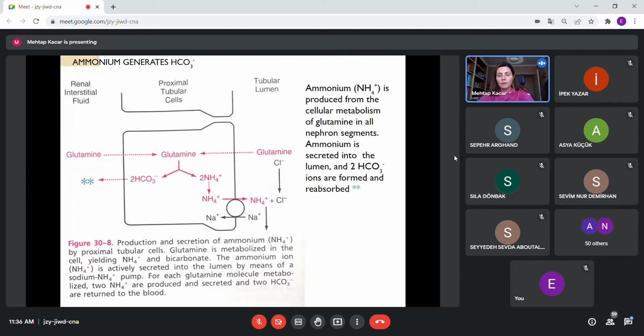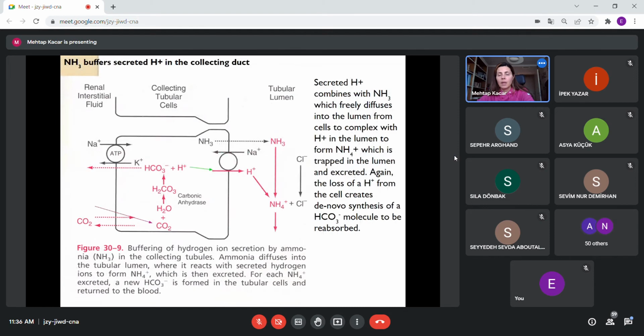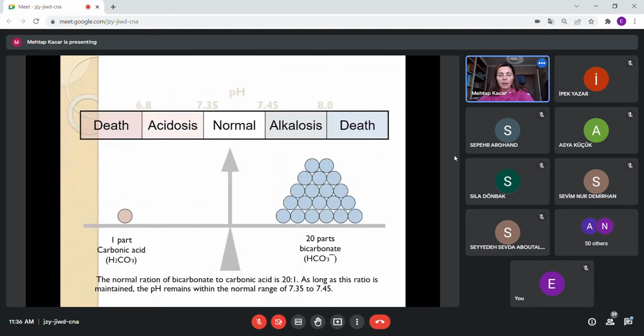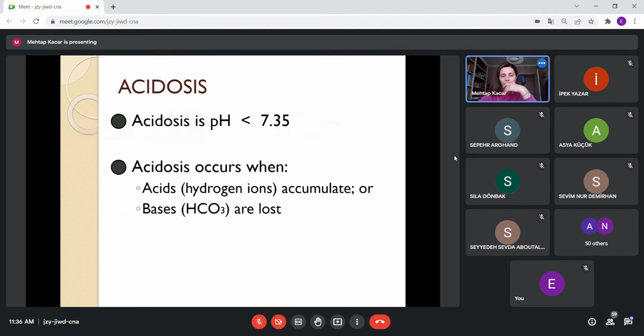Ammonium generation. Too much detail. We don't need it. If we lose our normal or neutral pH, in acidosis or in alkalosis, we lose all biochemical reactions, and maybe this situation leads to that.